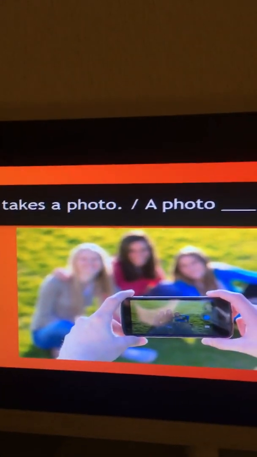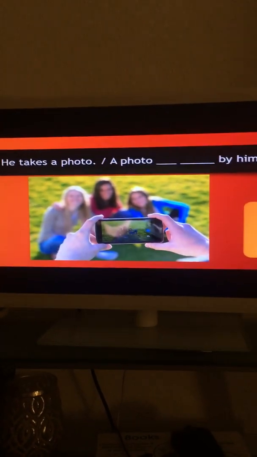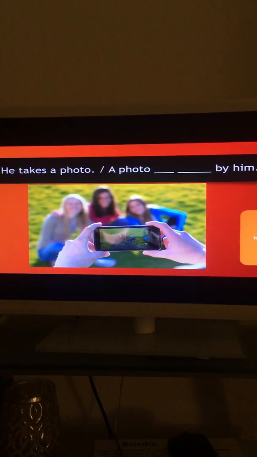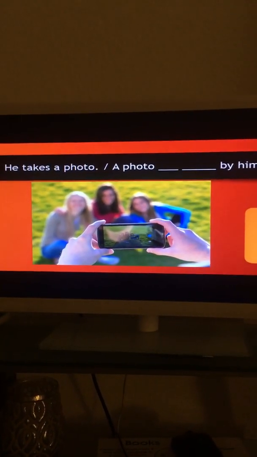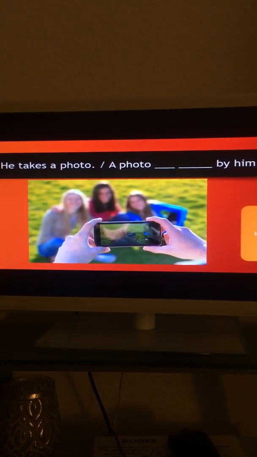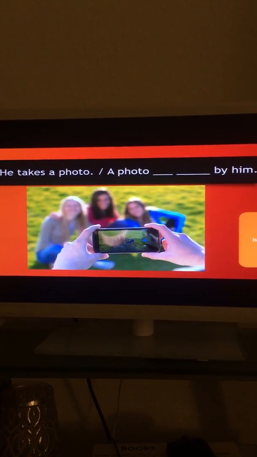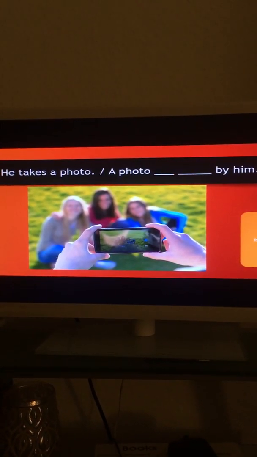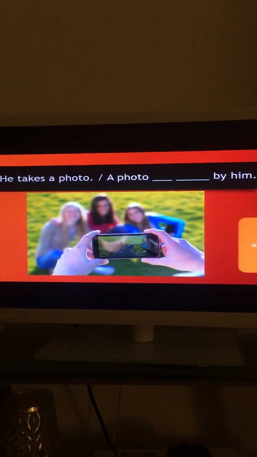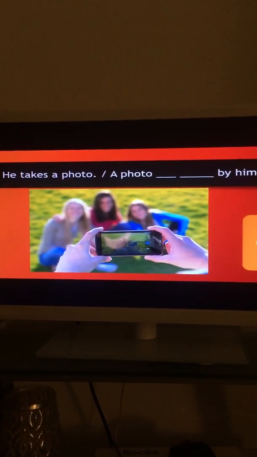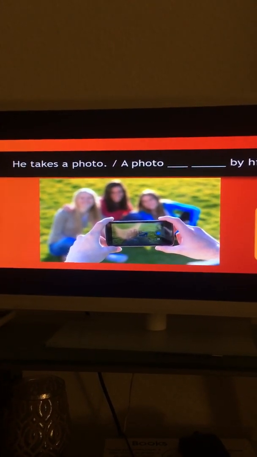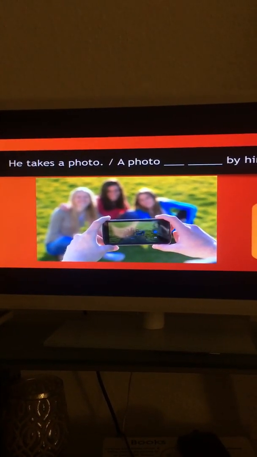Here's an example. You need to answer that question for me, please. What does that say? He takes a photo. He takes a photo. What would you put in this gap? What would you put? Yes. So a photo is it. What would you put now? A photo is.